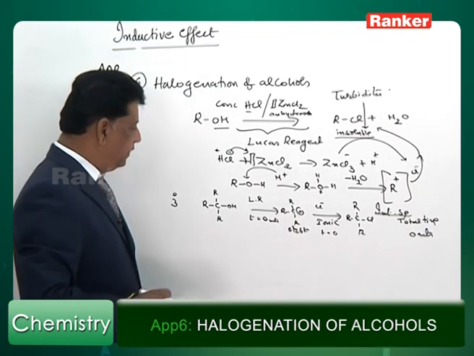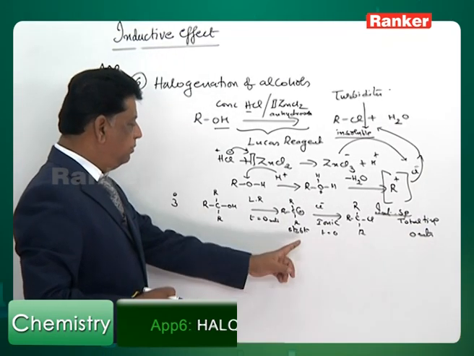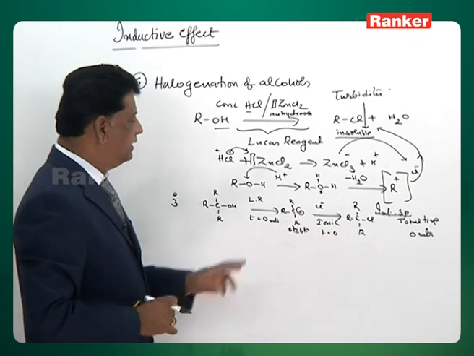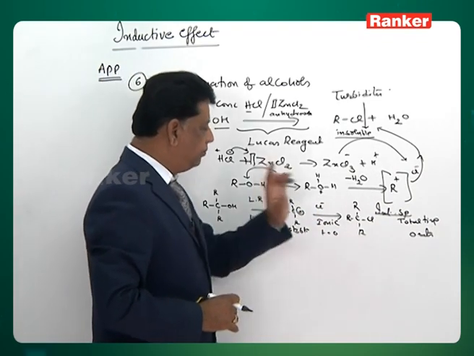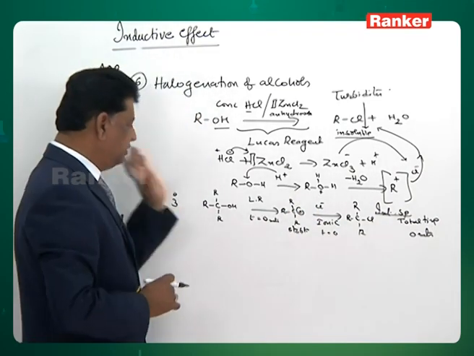Why is it so? Because the tertiary intermediate is stable, step 1 is fast, the second step is ionic, so step 2 is also fast. Therefore, 0 minutes.